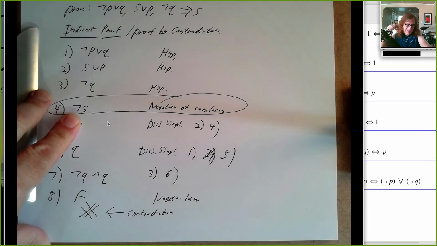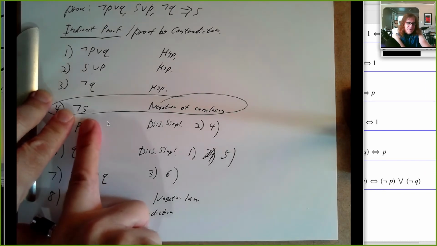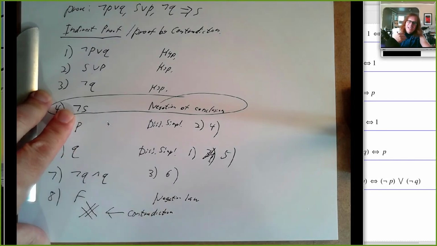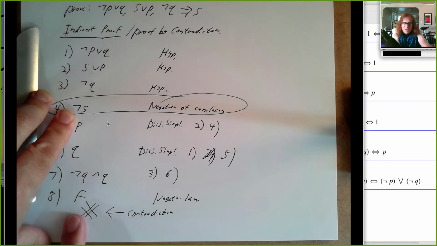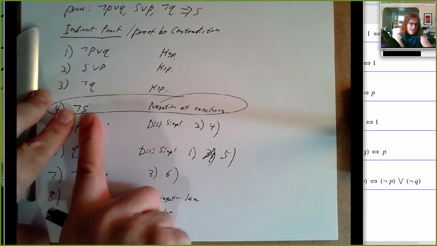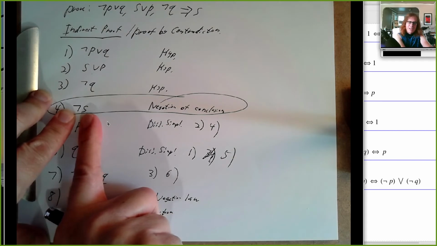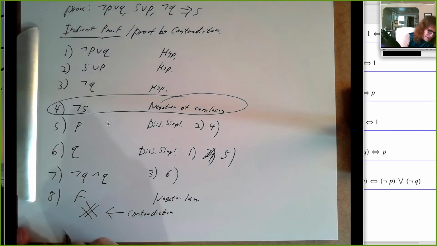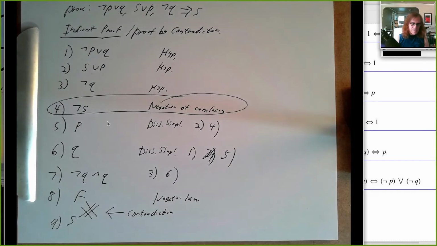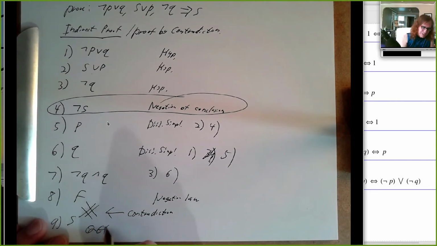Ergo, this must not be a true statement. Not S cannot be true, because if it is, I can show that false is true. So since not S cannot be true, not S must be false, S must be true. And that's what we were asked to show. So that's the end of the proof.